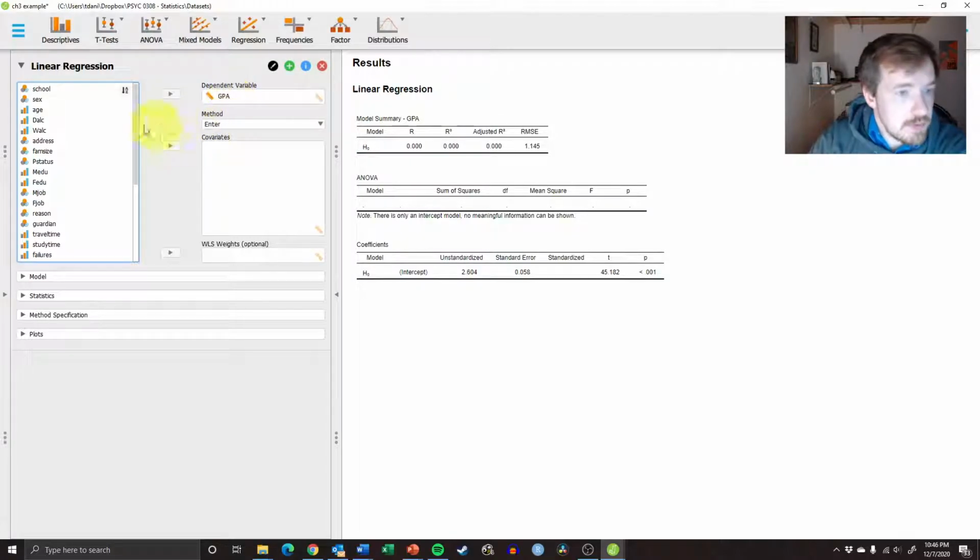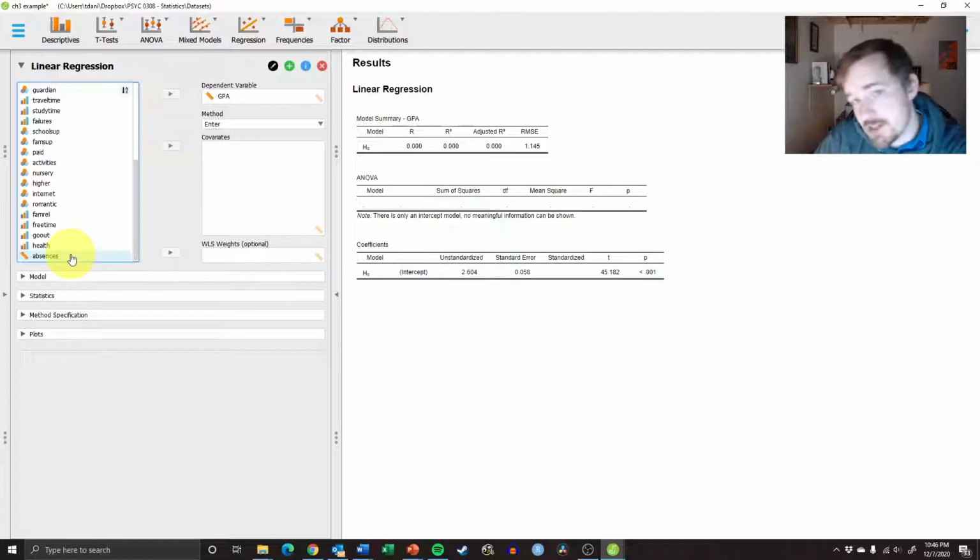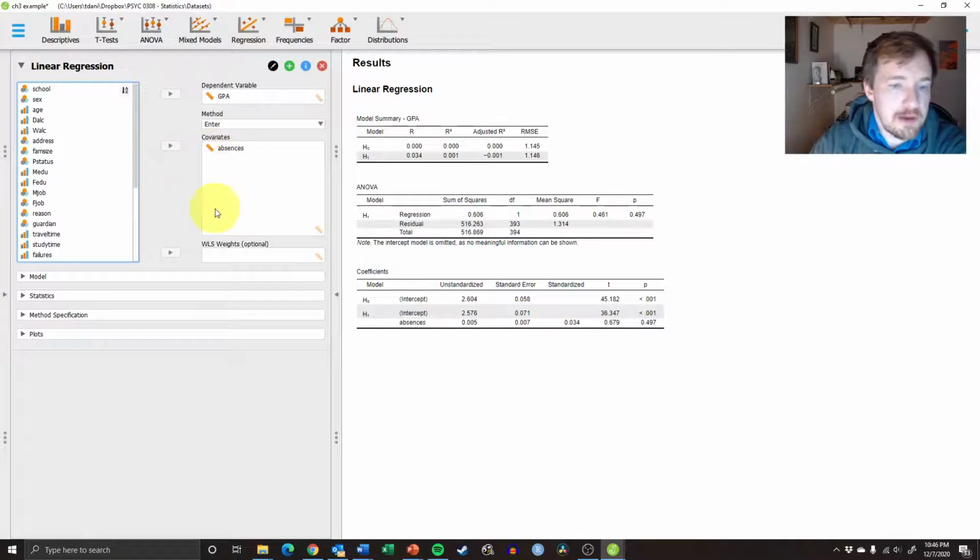Now, the next thing that I want to do is I want to pick a variable that I have a good hypothesis for that might predict this variable. So, for example, maybe it's absences. Maybe I suspect that absences significantly predict someone's GPA. That makes sense. So I'm going to enter that into my model here.